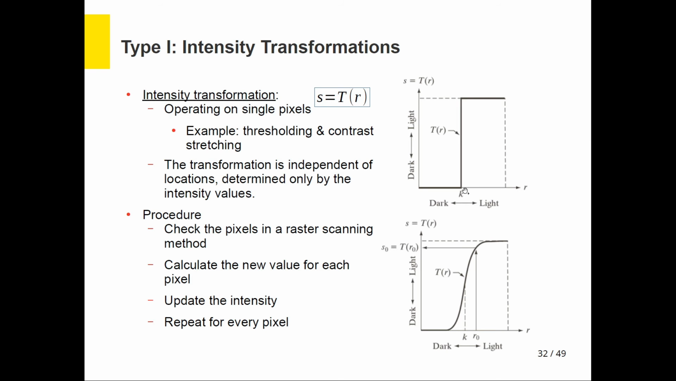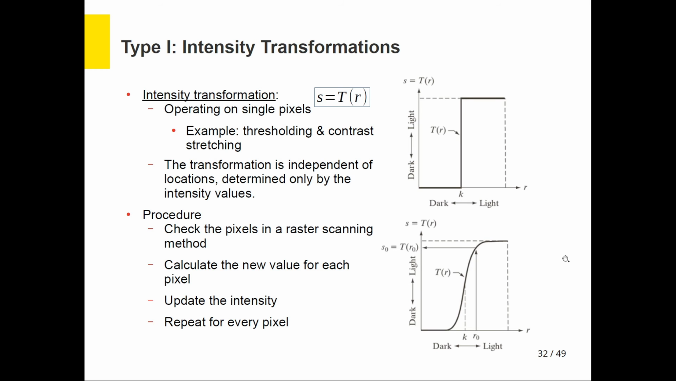So for the thresholding, as you can see, any intensity value that is less than this threshold k will be mapped to 0, and any intensity level that is greater than k will be mapped to 1 or white. On the other hand, for the contrast stretching functions, you can see we have this curved shape here.